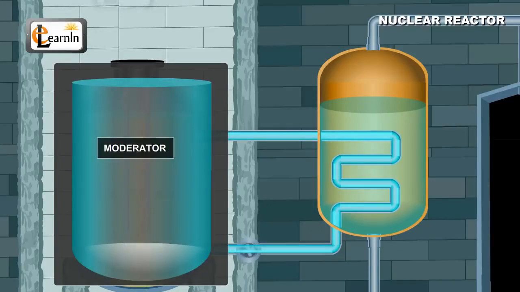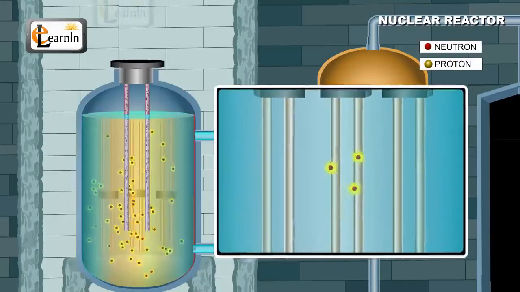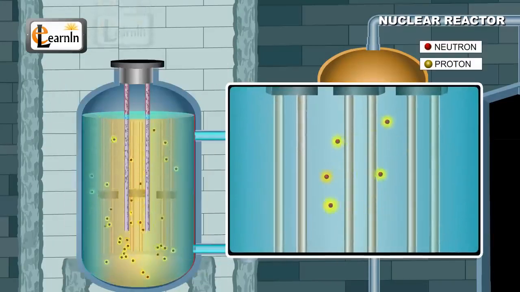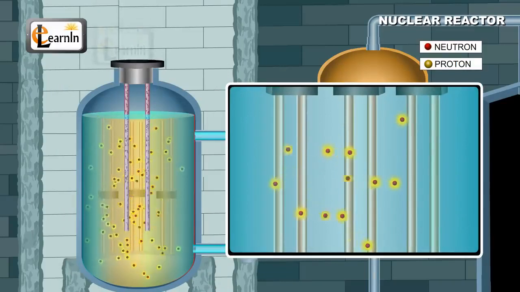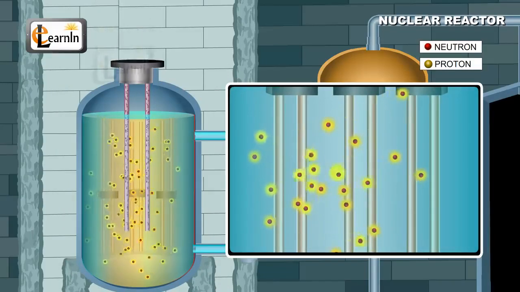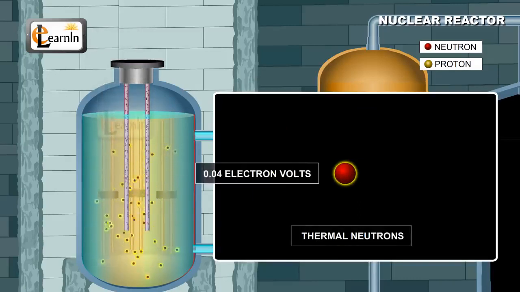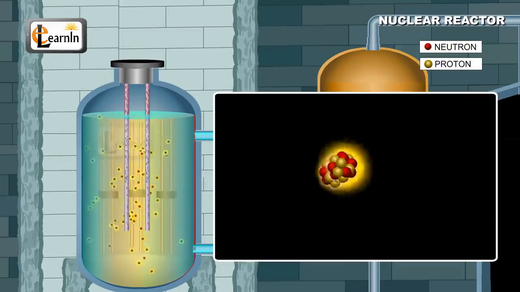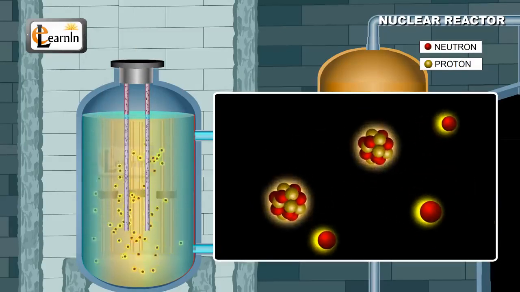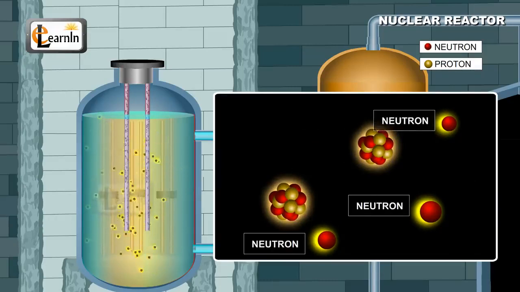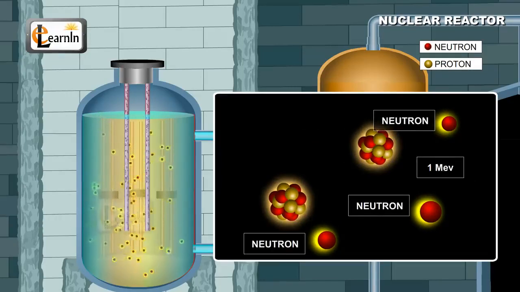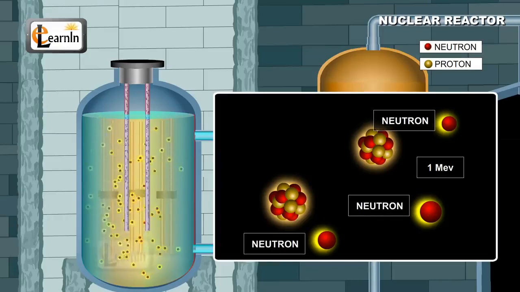The objective of a moderator is to slow down the high-energy neutrons in a nuclear reactor, which are produced during the nuclear fission process by the fuel elements. Thermal neutrons, which are the neutrons with energy of about 0.04 electron volts, are capable of producing a fission reaction with uranium-235. During the fission reaction process, new neutrons are given out, which have energies of about 1 MeV. This is 1 mega electron volt.